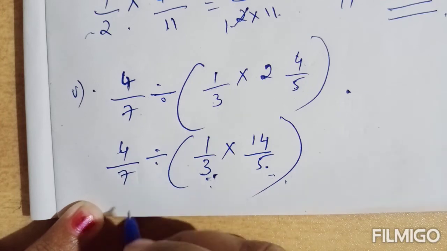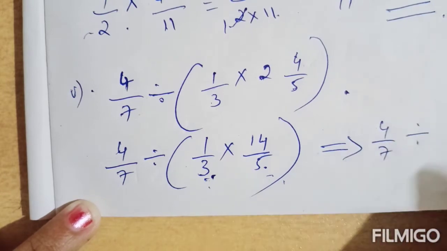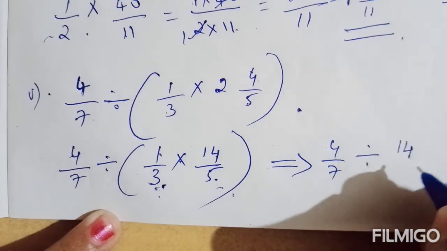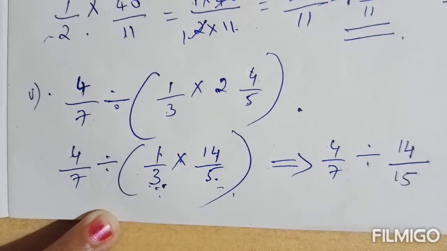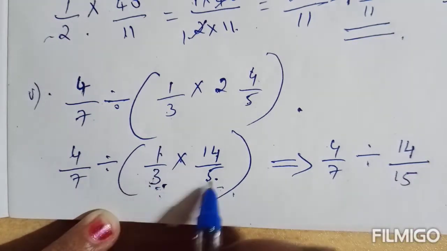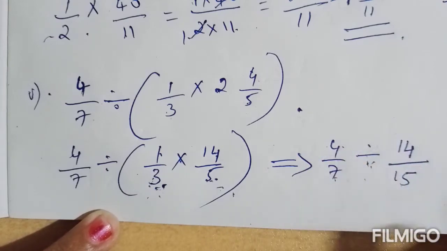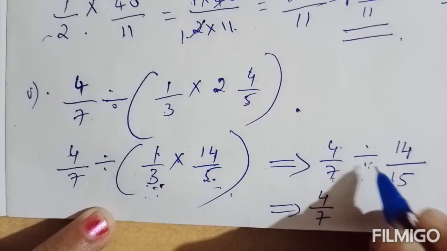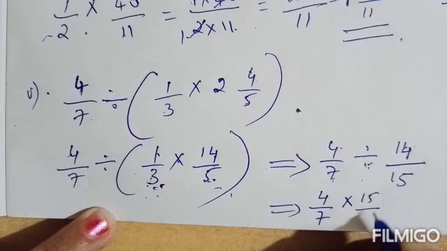4 by 7 divided by 1 into 14, product of numerators. 1 into 14 is 14 by 3 into 5, it is 15. Solving this bracket, you will get 14 by 15. Now you can divide this. 4 by 7 divided by 14 by 15. That is 4 by 7, you can write as it is. Division sign, change that to multiplication sign. 14 by 15, you have to take its reciprocal. It will be 15 by 14.